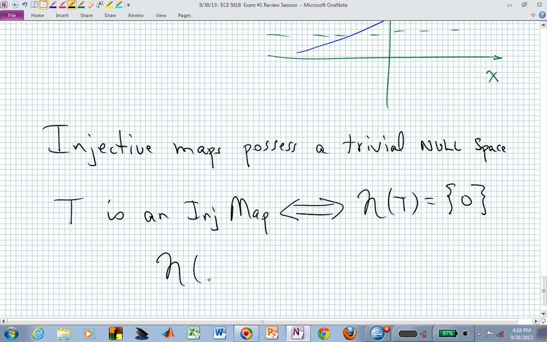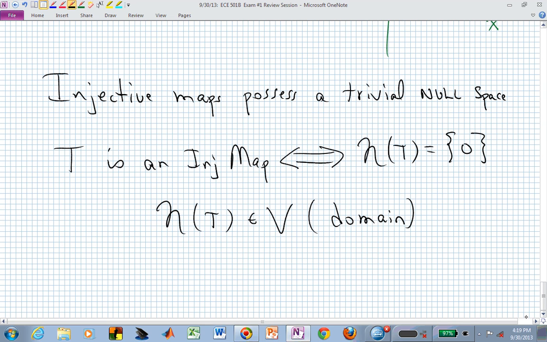The other thing that you need to remember is that the null space of T, or the vectors that live in the null space of T, are coming from the input space, or the domain of our spaces involved with that linear map.